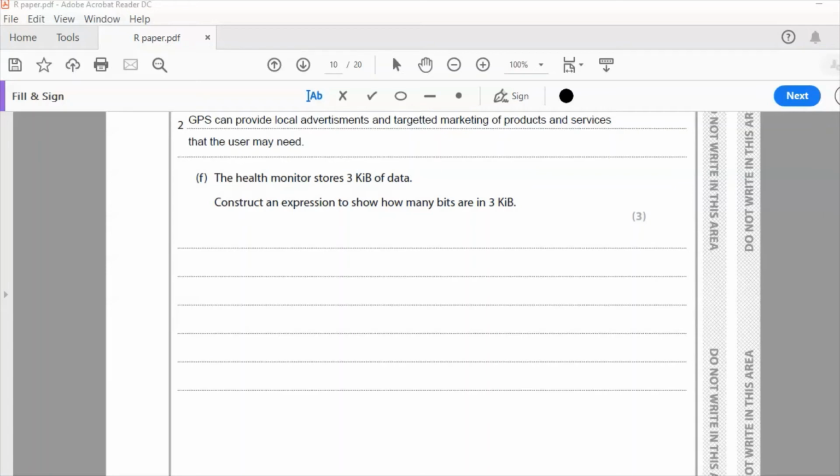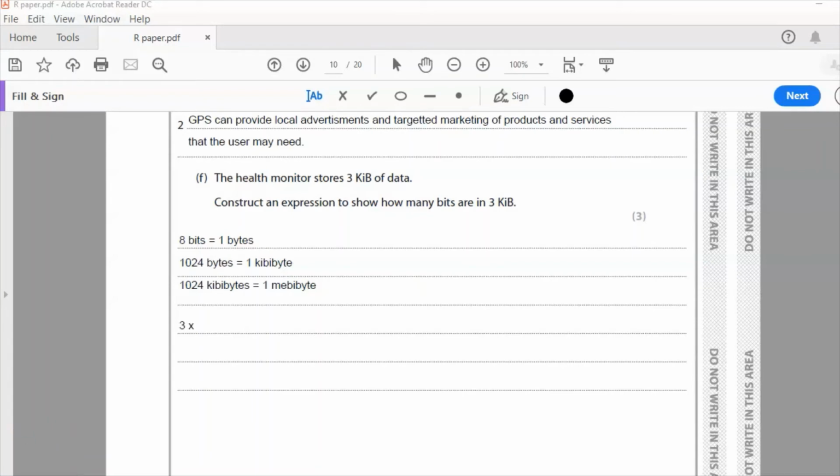Then from bytes, we go to kilobytes. It may be helpful in your exam if you write this down like this. 8 bits equals 1 byte. So it's 8 bits in a byte. 1024 bytes equals 1 kilobyte. 1024 kilobytes equals 1 megabyte, etc. It goes all the way up to terabytes, no more.